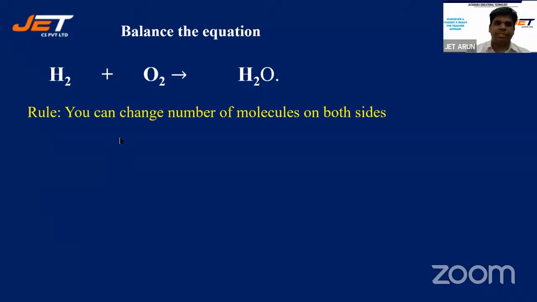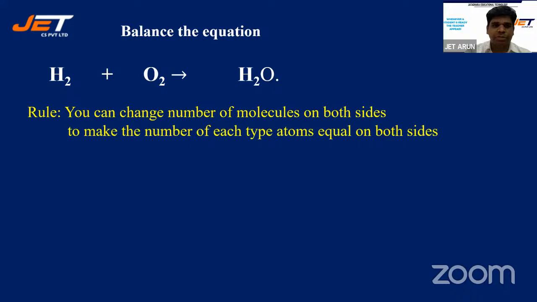Again, same rule. I'm just revisiting all that I've done for the first equation. For this equation, also, you can change the number of molecules on both sides to make the number of each atoms equal on both sides. All right. Numbers, coefficients.